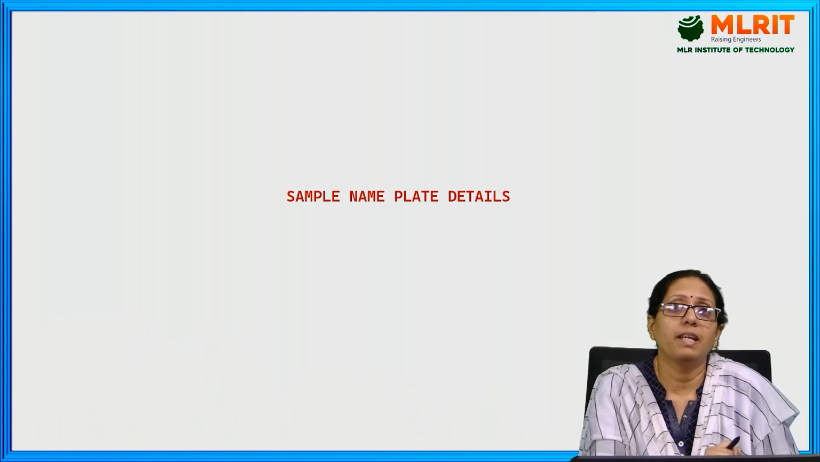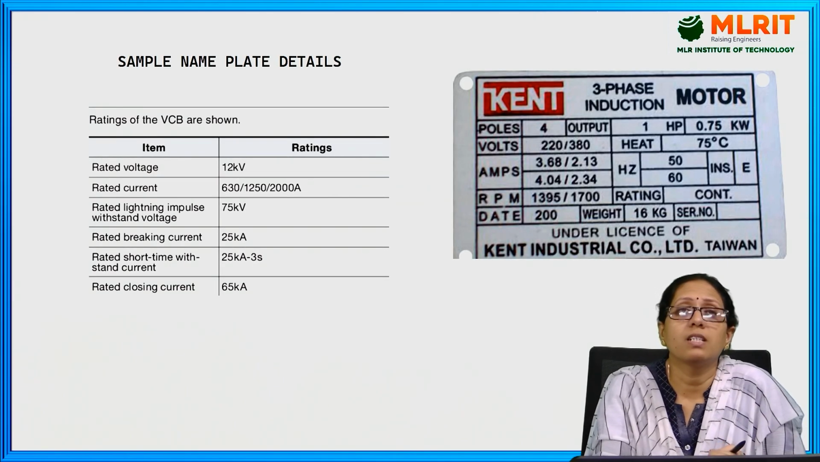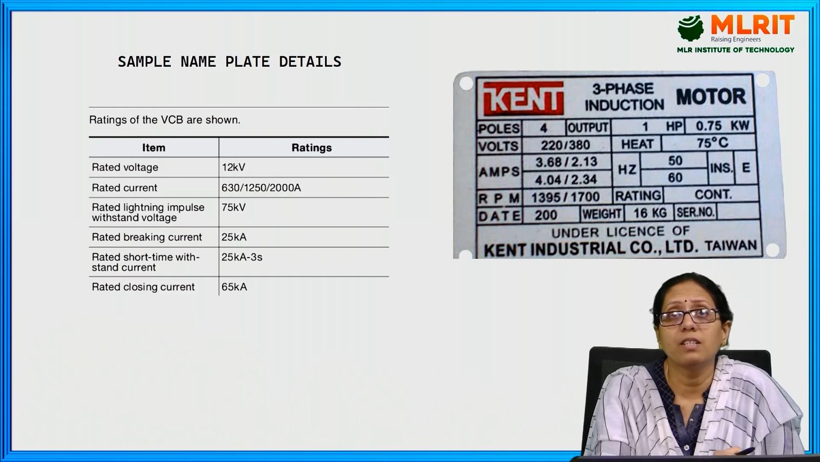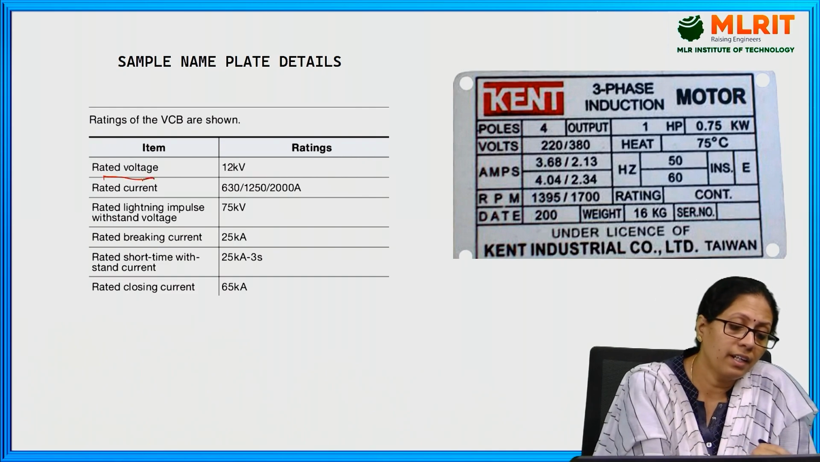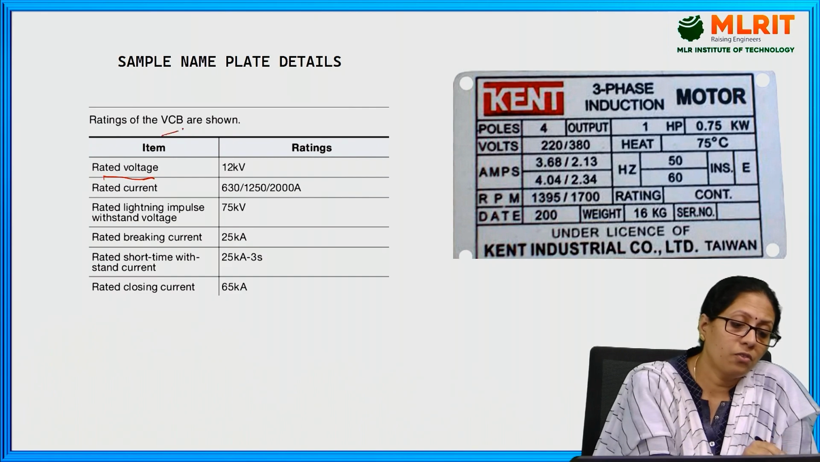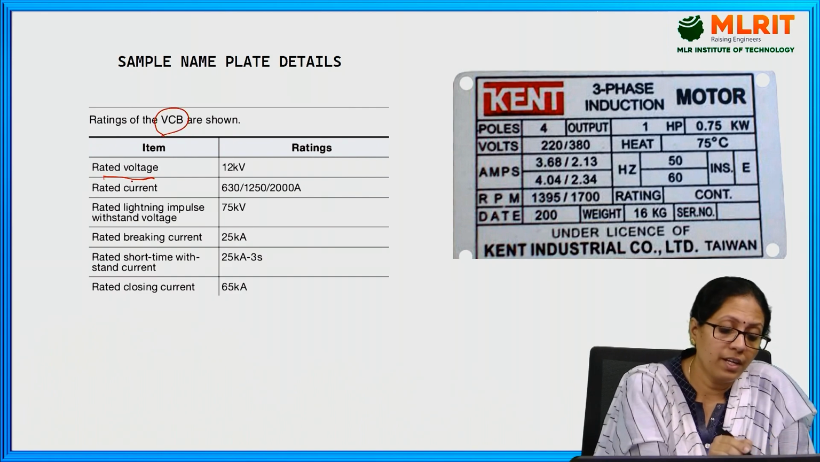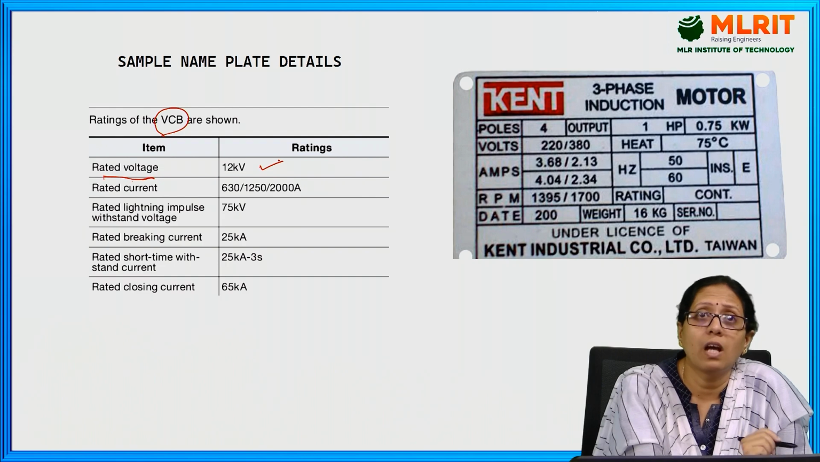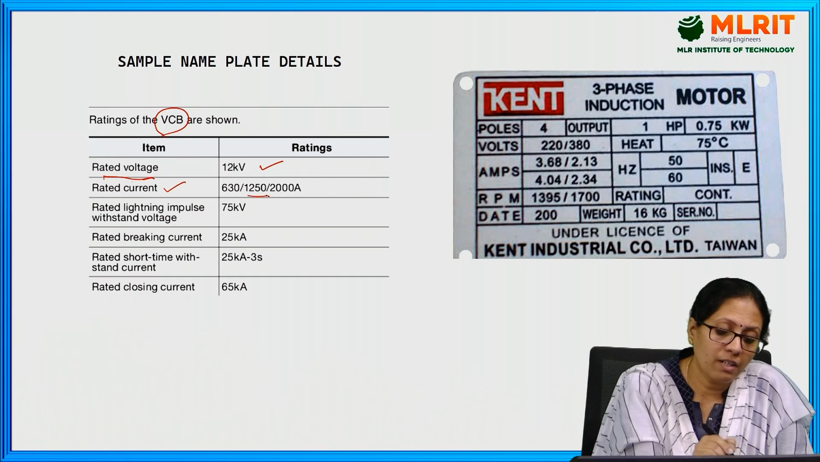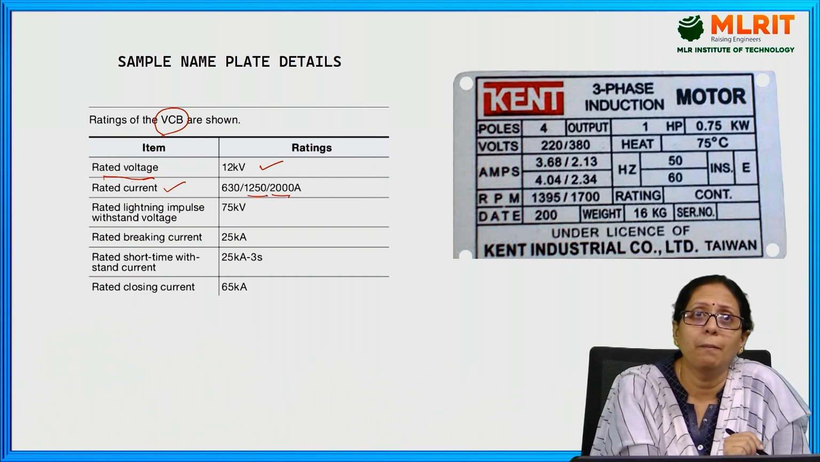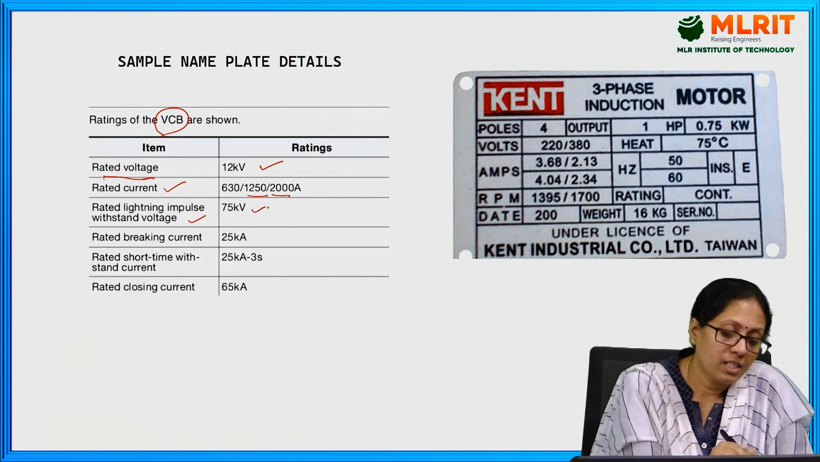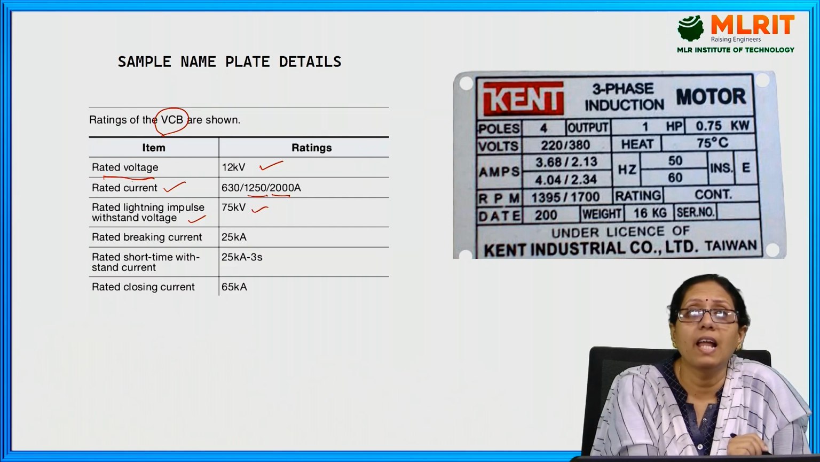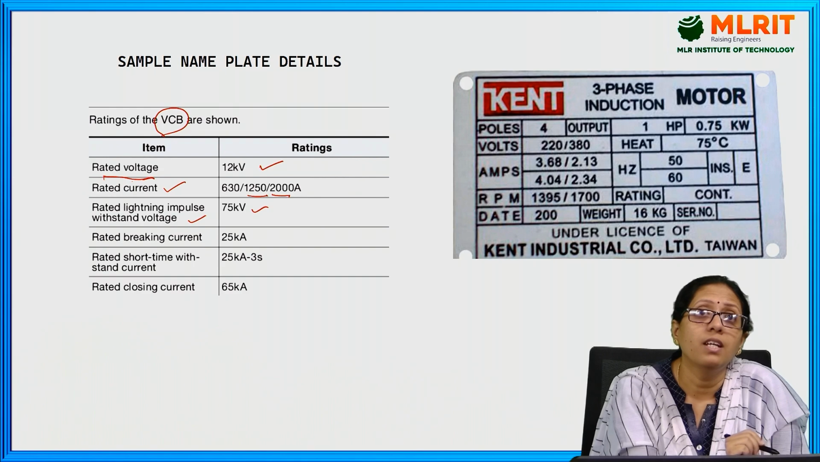Some nameplate details I have shown here. These are some sample copies of nameplate details. Here you can see the rated voltage. Ratings of VCB are shown here. The rated voltage is 12 kilovolts, 12,000 volts, and the rated current is 650, 1250 and 2000 amperes. The rated lightning impulse withstand voltage is around 75 kilovolts.